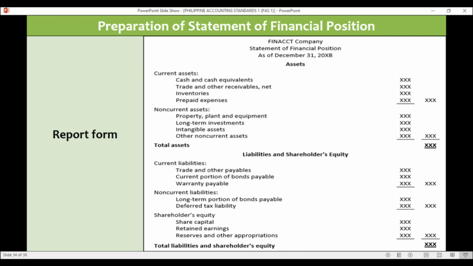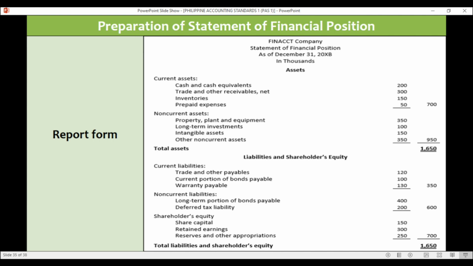Okay, so first showing the assets classified into current and non-current, then we have the total assets. Then for liabilities and shareholders equity, the company actually has the choice to present liabilities and shareholders equity in one combined portion. Okay, so liabilities and shareholders equity, then liabilities classified into current and non-current, then the bottom part, the shareholders equity accounts. The total of the total liabilities and shareholders equity should be balanced with the total assets.